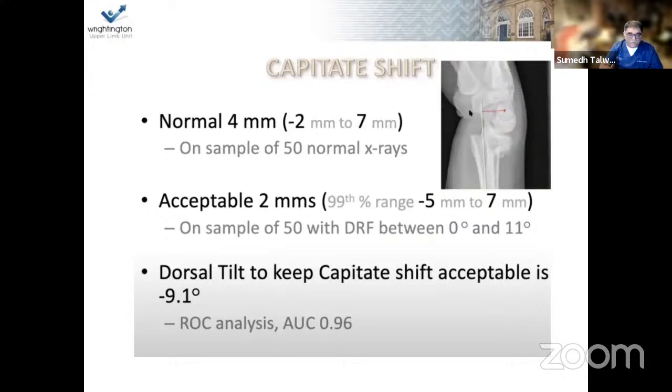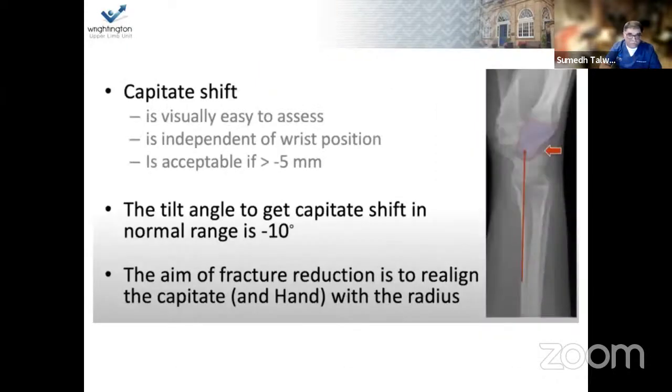And if you remember that figure of 10 degrees, it's easier to see in this diagram that when you look at the dorsal tilt, the actual dorsal tilt that is required to keep the capitate shift within acceptable level approaches 9.1 degrees. So this corresponds to the 10 degrees that most experts would accept and explains why most people are willing to accept this as an acceptable range.